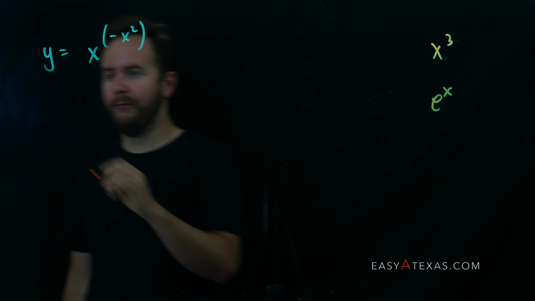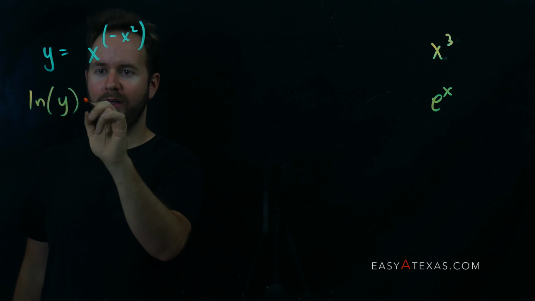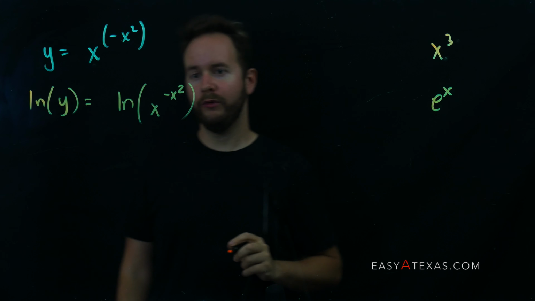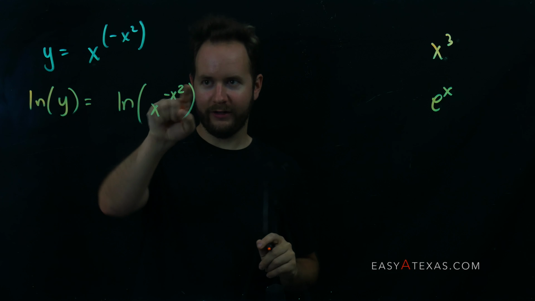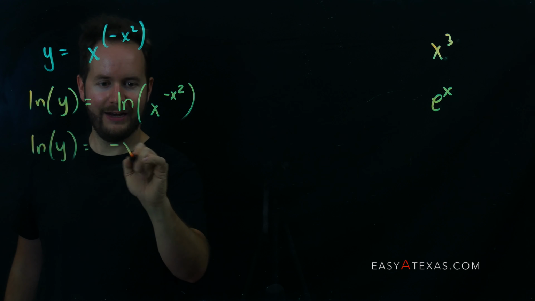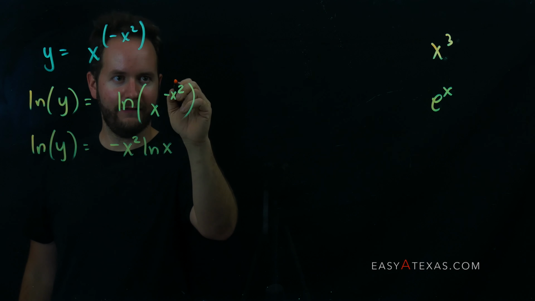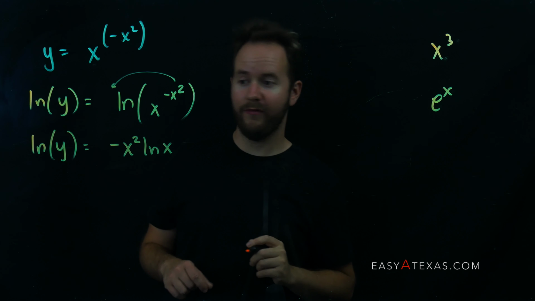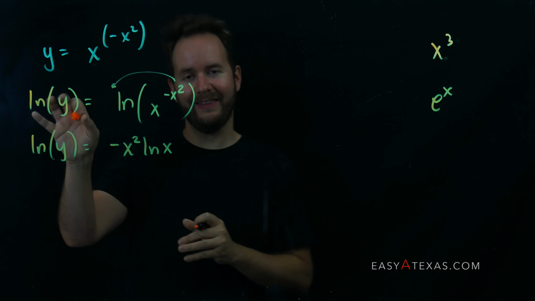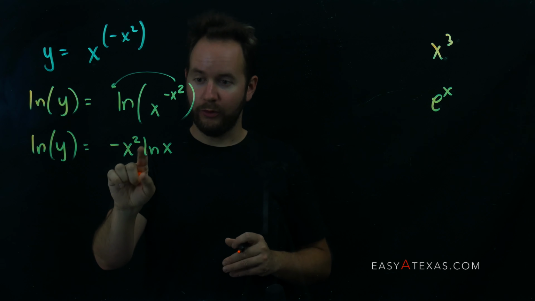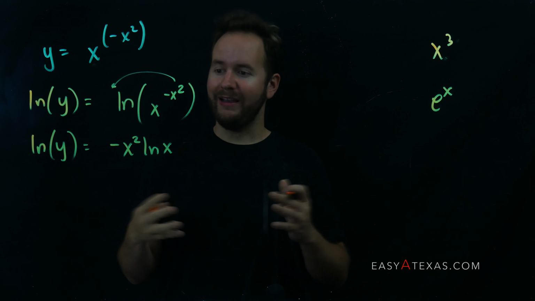What we're going to do is we're going to start by taking the ln of both sides. So we have ln of y equals ln of x to the negative x squared. The reason I'm doing that is because I want to bring this negative x squared down as a coefficient per my log rules. So now I have negative x squared ln of x. That negative x squared was brought down in front, and now I can take the derivative of both sides. It is this process of taking the ln so as to bring this negative x squared down in front to give me a product that makes this process possible.